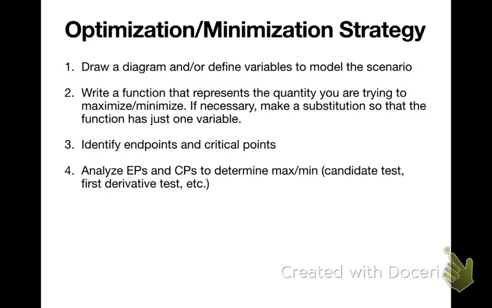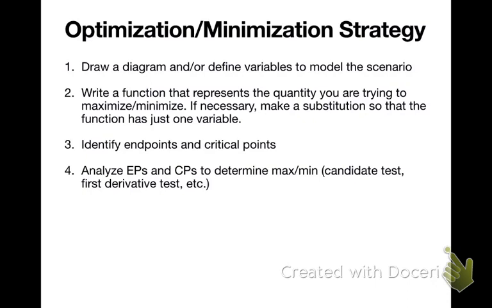Step number 1, draw a diagram and or define variables to model the scenario. Step number 2, write a function that represents what we are trying to maximize or minimize, and it may be necessary for us to make a substitution into that equation so that our equation is defined just on one variable. We'll see some examples of that.